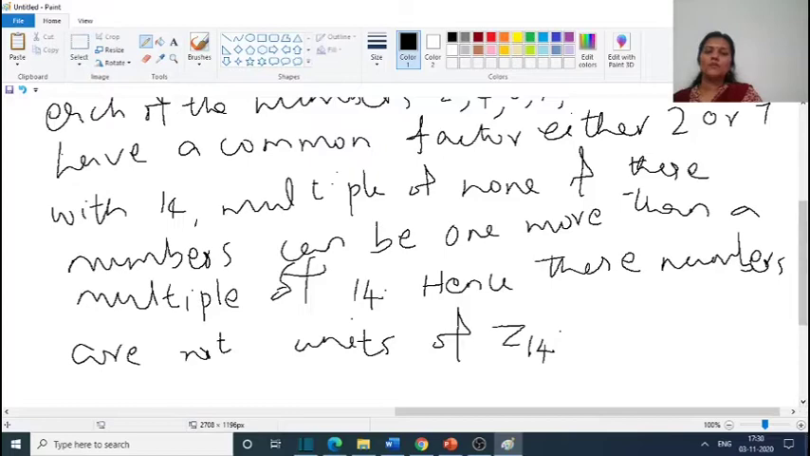So none of these numbers can be 1 more than a multiple of 14. Hence these numbers are not units of Z14.